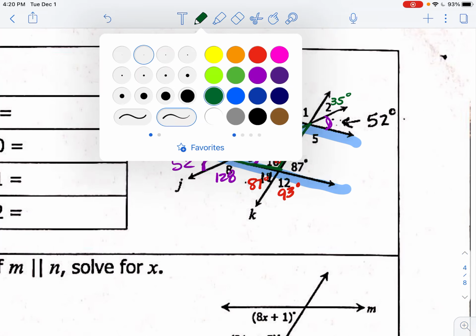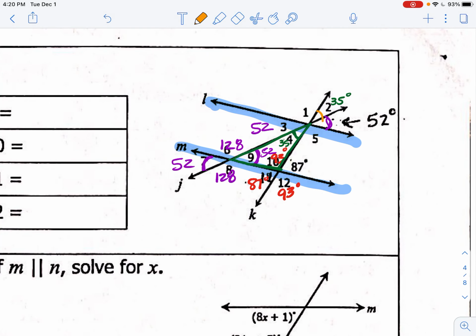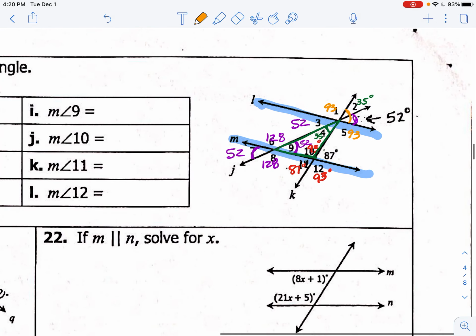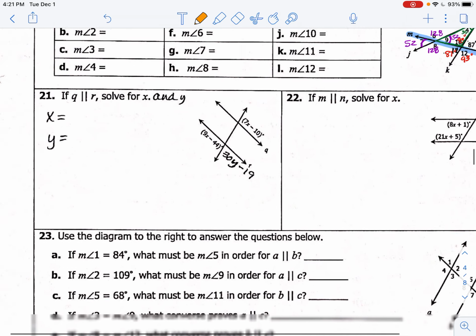All right, so now I see that I've got, well, these two, I can add those together. So 35 plus 52 is 87, because then I've got a linear pair here, and I can subtract 87 from 180 to get this angle here at 93. And angle 1 is vertical from angle 5, and so this guy is also 93. And I think that answers all the questions on that table.